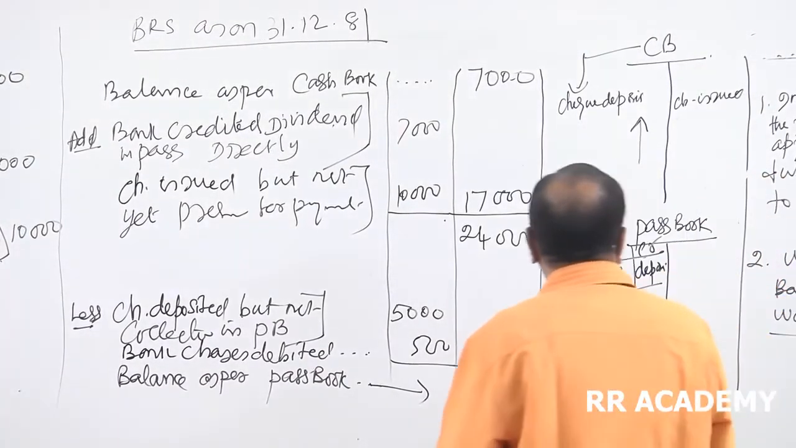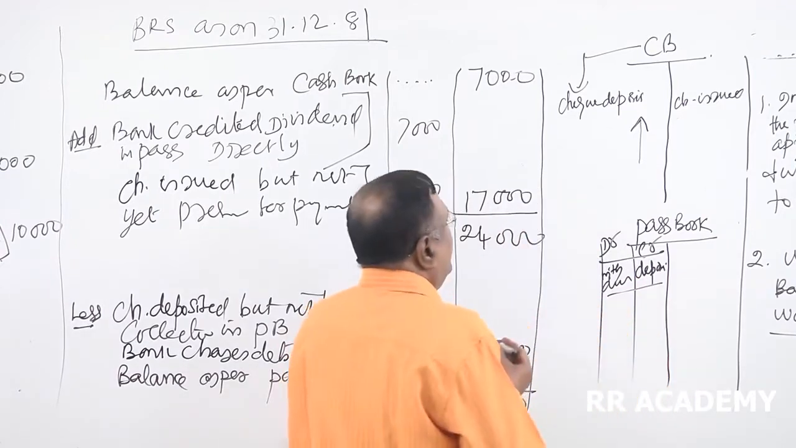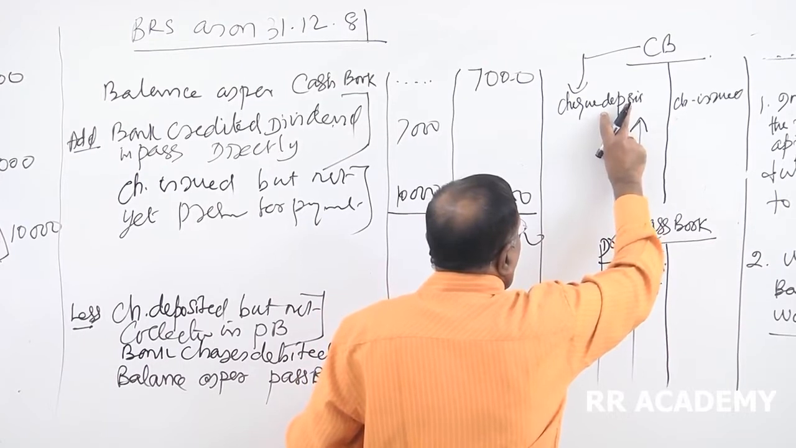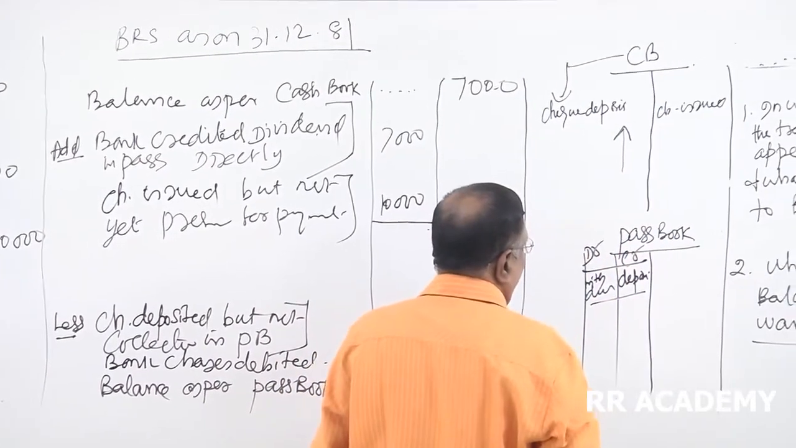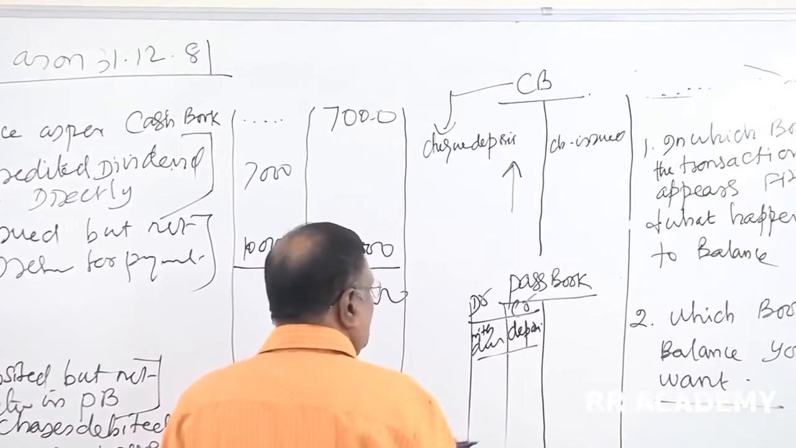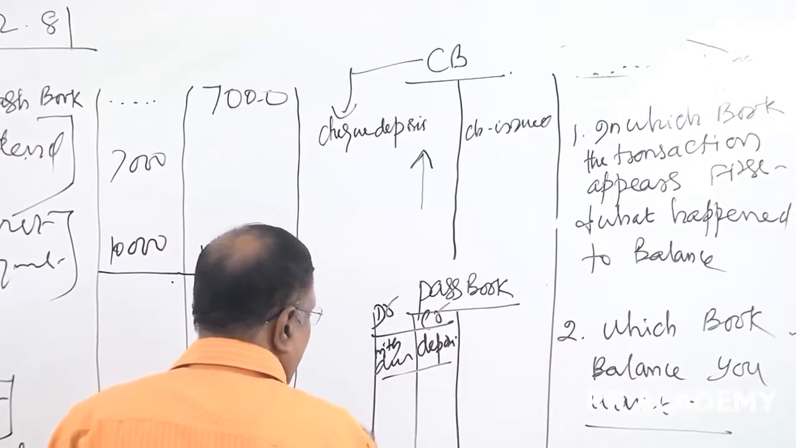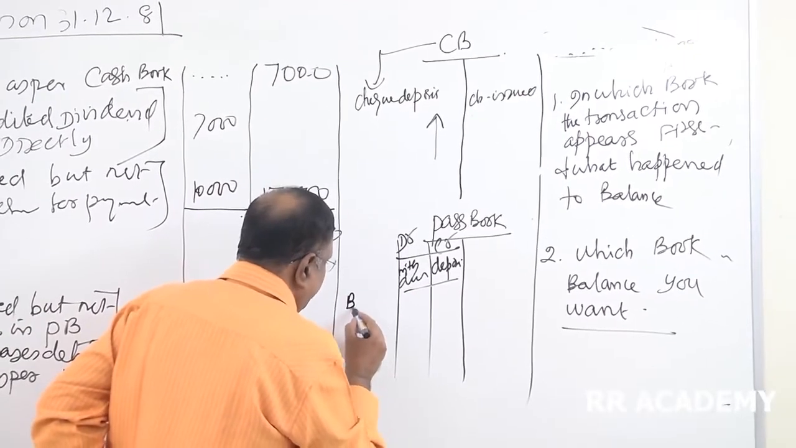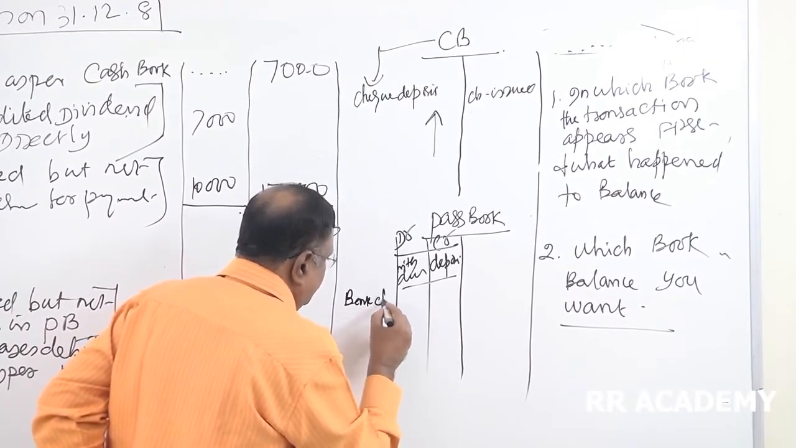Now, friends, two items which appear in the cash book: check deposited, check issued. Fine. Two items appear in the passbook: withdrawals. What are all the withdrawals? I told you, bank charges.